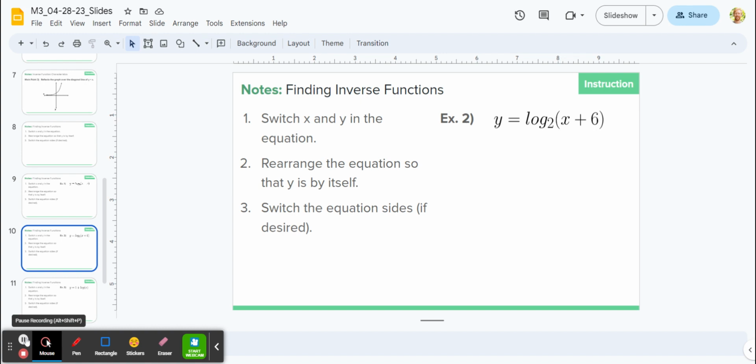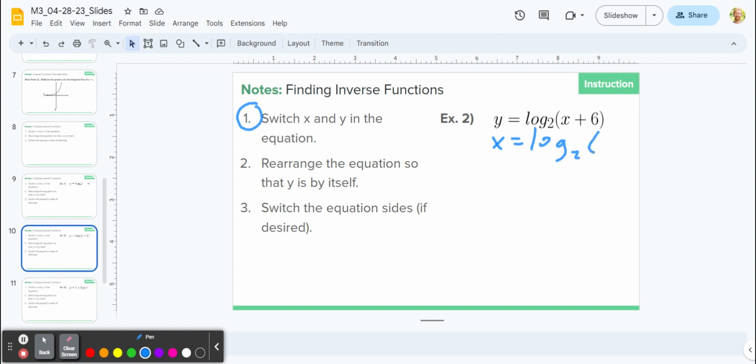All right, let's try this now on example 2. So we first want to switch x and y in the equation. Again, I'll try to color code this as best I can. So simply x equals log base 2 of y plus 6.